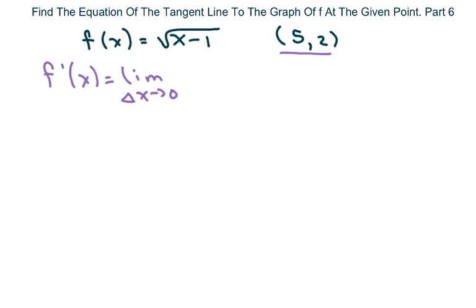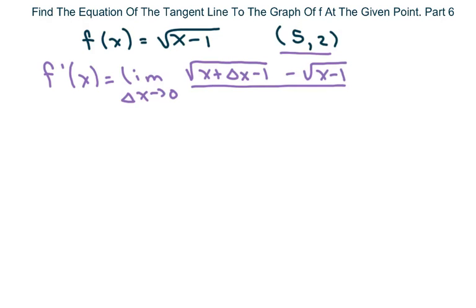And so I'm going to write this function, and everywhere there's an x, I'm going to put x plus delta x. Then we have minus 1 here. So this was my x portion, minus your whole function, all over delta x.